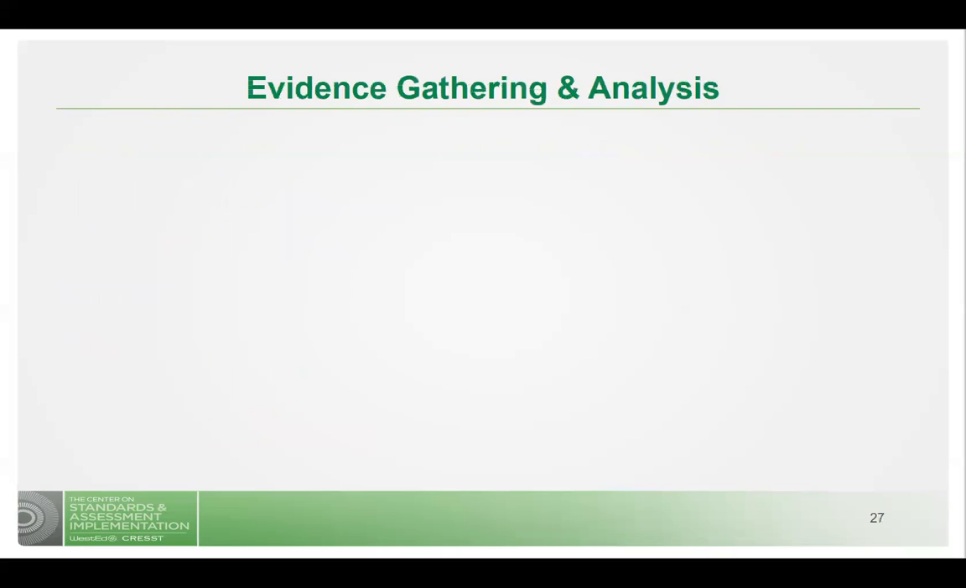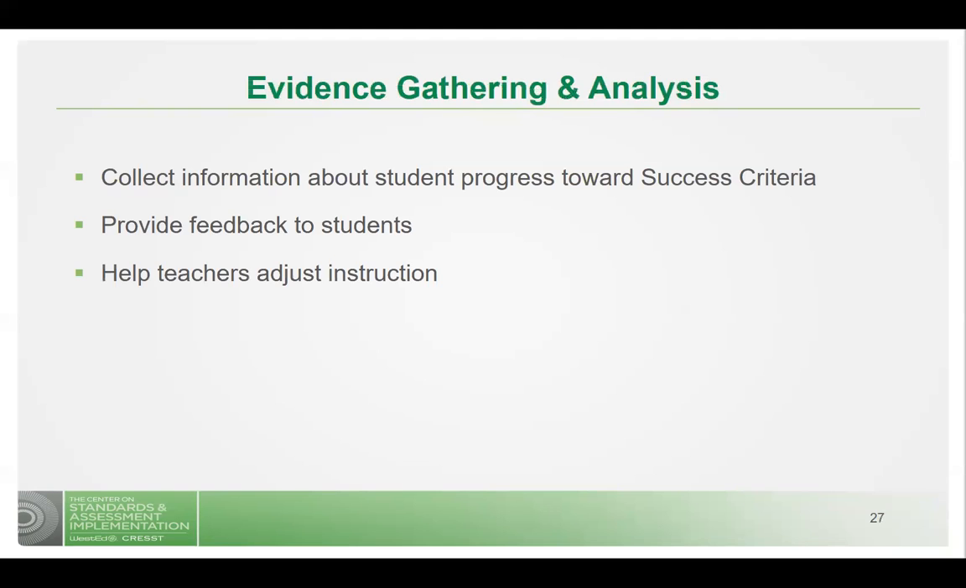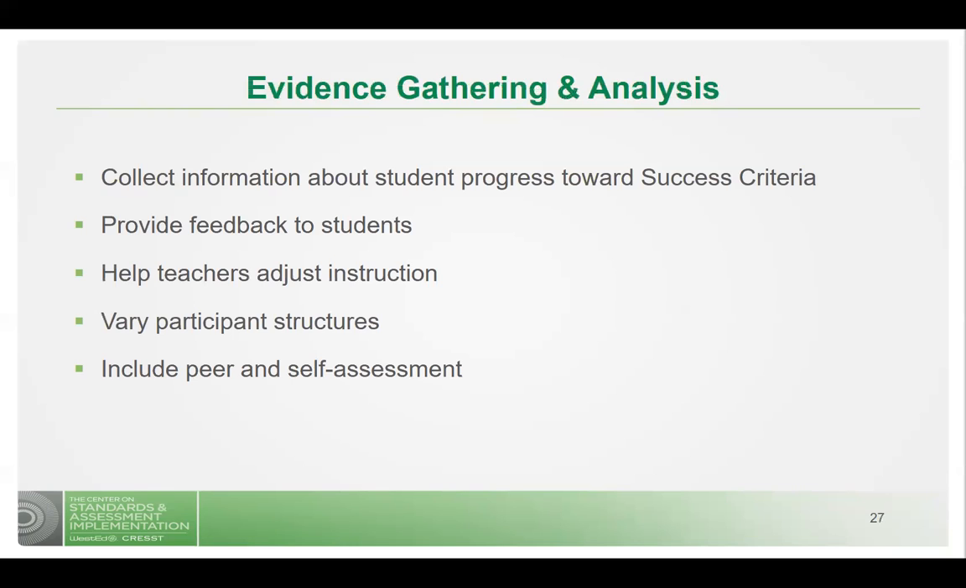Evidence gathering and analysis is the process of collecting information about student progress towards success criteria. That's a fancy way of saying, what are the activities that students do to show that they know? The purposes of this process are to provide feedback to the students and to help teachers adjust their instruction. When planning evidence gathering opportunities, it's important to vary participant structures so that students can show what they know in whole class, small group, and individual settings. This is also where you plan to include peer and self-assessment opportunities.